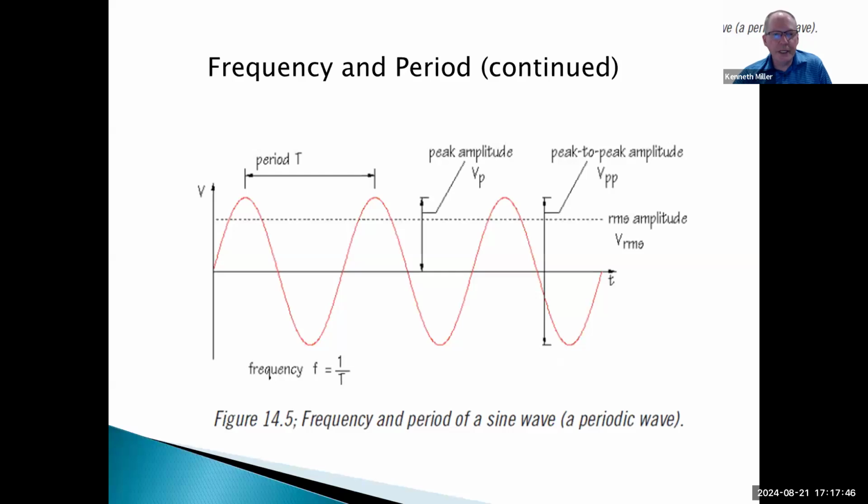Now, the period is from the max value to the next max value, or from 0 to 0, or from negative to the next negative. Wherever you measure it, as long as it's the same distance on each one, it will work. And then, of course, the peak and the peak to peak, and the frequency is 1 over this time period. Now notice the T here is capital T, while the horizontal axis is time, in little t. So frequency is 1 over the period, which is represented with the symbol T.